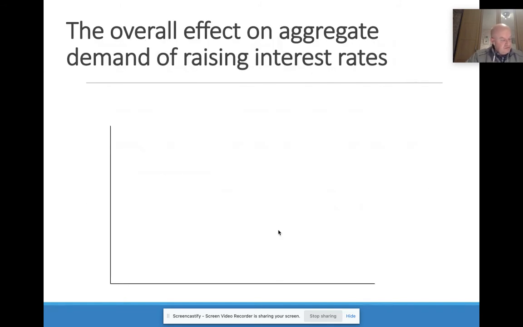So let's take a look then at the overall effect on aggregate demand of raising interest rates. I'd like you to have a go at thinking about, if we get a rise in interest rates, how is that going to affect aggregate demand? You've got in your booklet, on the bottom of page 29, a graph that you can fill in. So I'll give you some time to have a go at that.